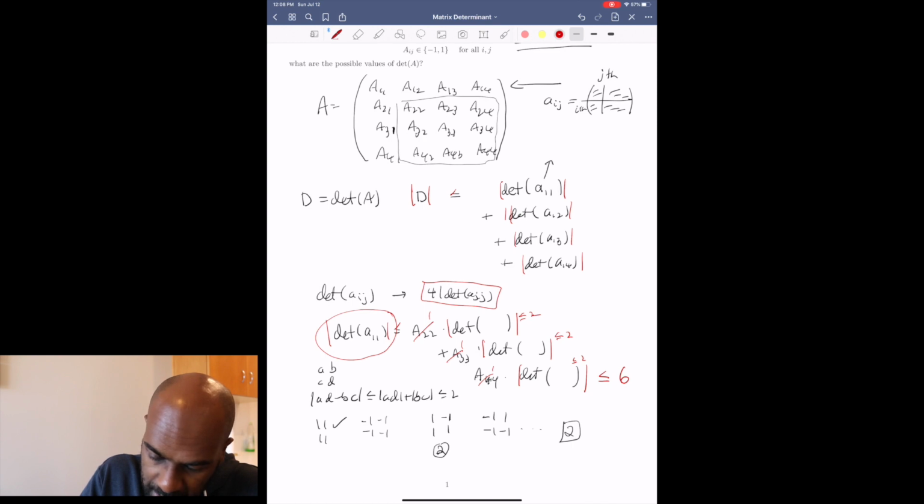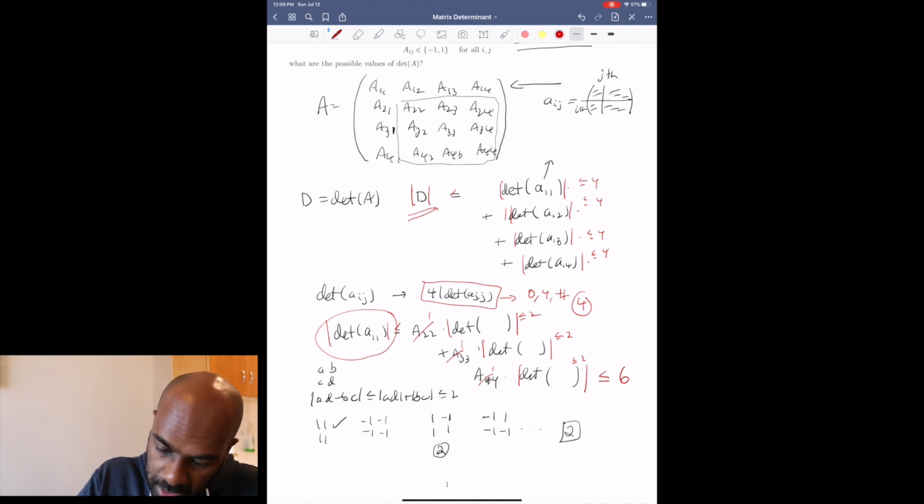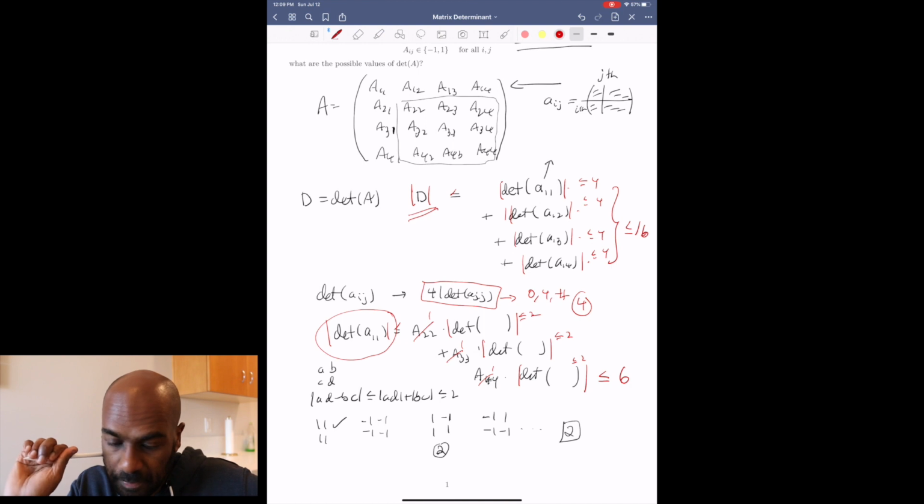And so that means that the determinant of A11 itself has to either be 0, 4, or negative 4. And so its absolute value is at most 4. And so if you go back up to the bound on the absolute value of the determinant of A, all of these things right here are going to be bounded above by 4 by these calculations we just did below. And so in total, the absolute value of D is going to be bounded above by 16.